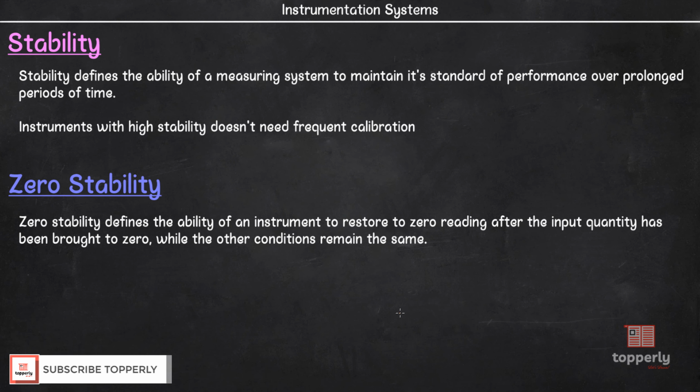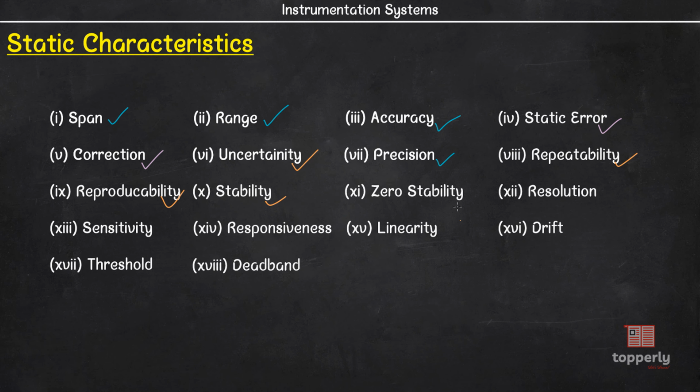So there is a slight offset. That is, the indicator does not come back to zero even though the current value is brought back to zero. This is because the instrument has low zero stability. Okay, so we have covered zero stability also.